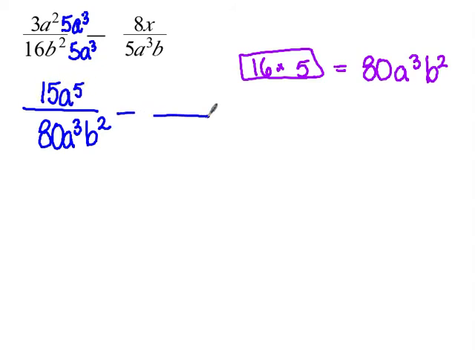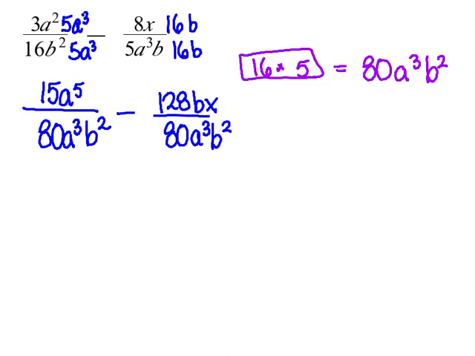Now, what do I have to multiply the next one by? So I have 8 times 16, which is what? 128 bx over 80a cubed b squared. So what will my final answer be? Yep. Minus 128.